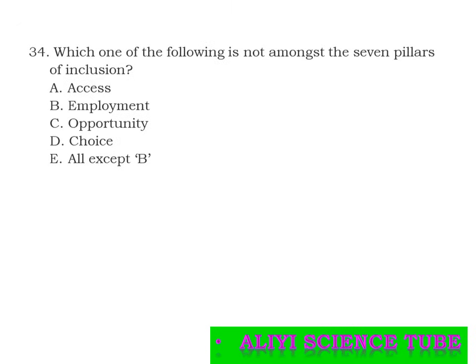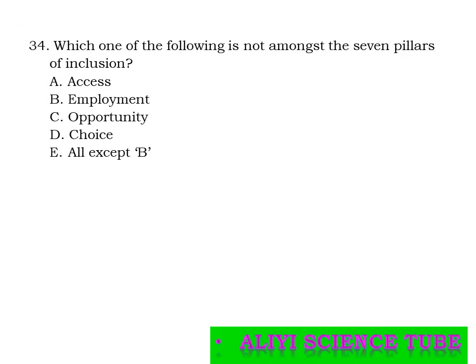Question number 34. Which one of the following is not among the seven pillars of inclusion? A, access. B, employment. C, opportunity. D, choice. E, all except B. So the answer should be B.